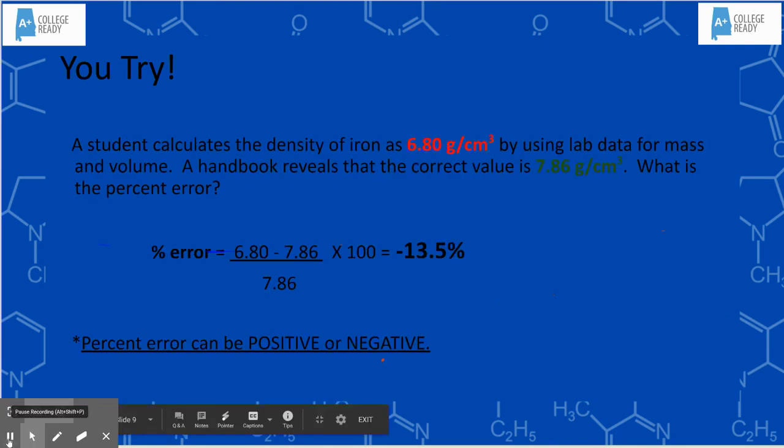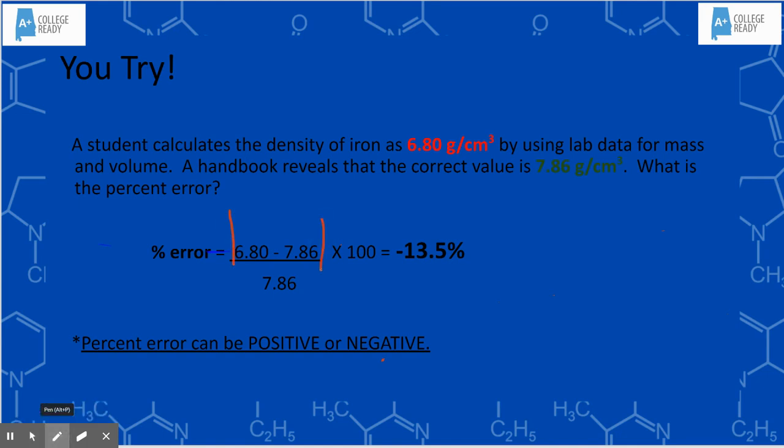Okay, so you should have had some time there to finish that calculation. So what we're going to do is take our measured value, the 6.80. Our accepted value is the 7.86. We subtract those two, divide by 7.86, and then times 100. So if you don't do the absolute value, it would be negative 13.5. But in these problems, we always take the absolute value of that. So we basically just drop the negative sign off.